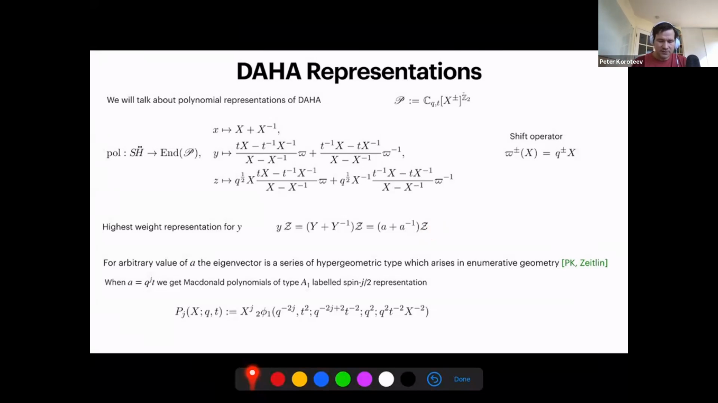But then if you impose this condition that A is a discrete value, so it's Q times J to the power of J times T, then we'll get Macdonald polynomials of type A1. They're labeled by spin J half representation. And here they are. So basically it's the fact that if you substitute A to be this value, the series will truncate and you'll actually get a polynomial of degree J.